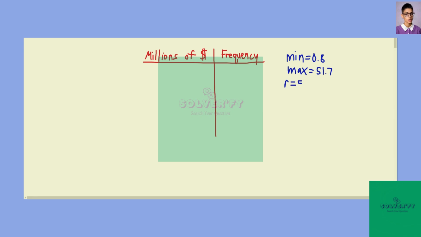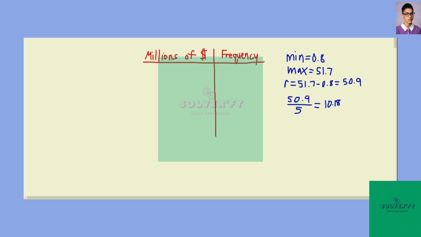Now we can find our range, which will be 51.7 minus 0.8, and that equals 50.9. Now we'll want to divide our 50.9 range into 5 equal groups, which equals 10.18.